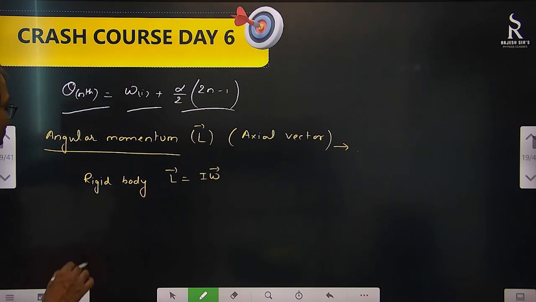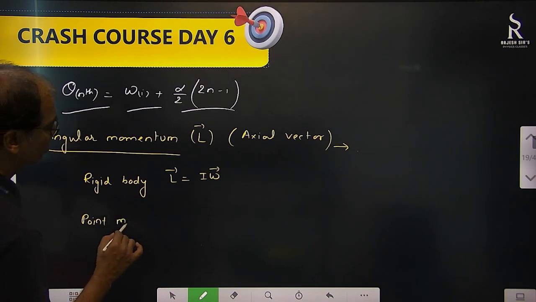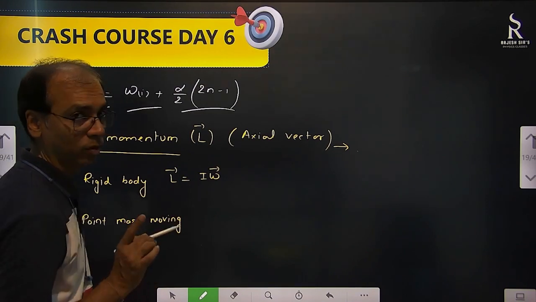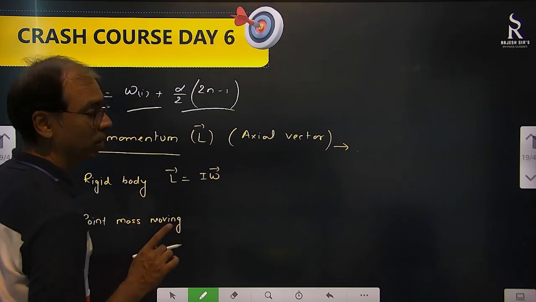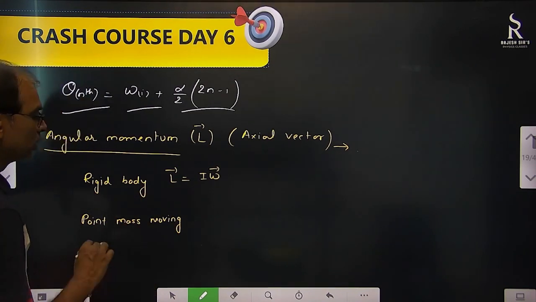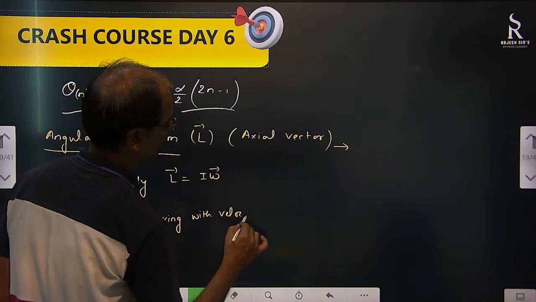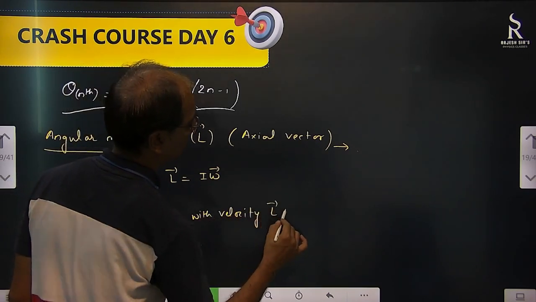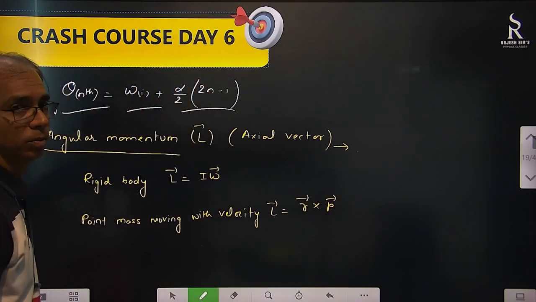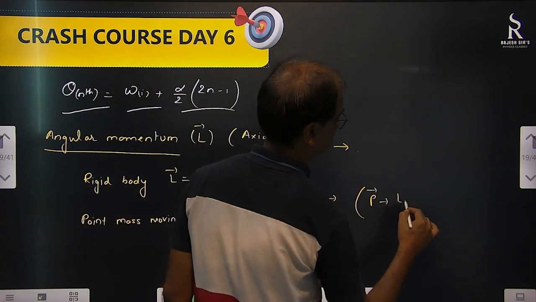But if you are talking about point mass moving with velocity v, because we said already that if a point mass moving with velocity v, still it can have omega, correct? And we said that omega is equal to v by r perpendicular or v perpendicular by r. So point mass moving with velocity v, its angular momentum r cross p. And what is this p? P is linear momentum.